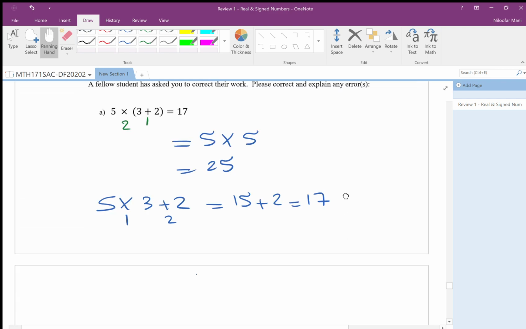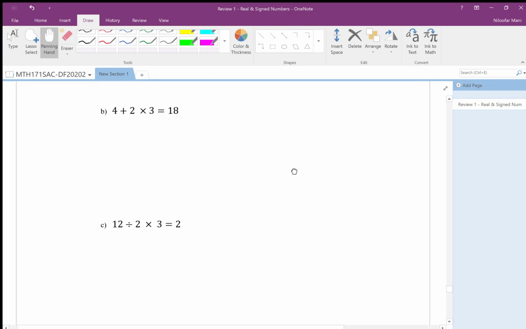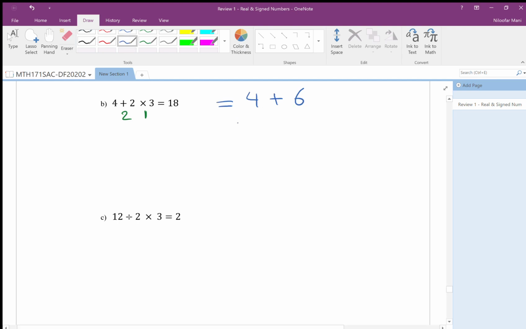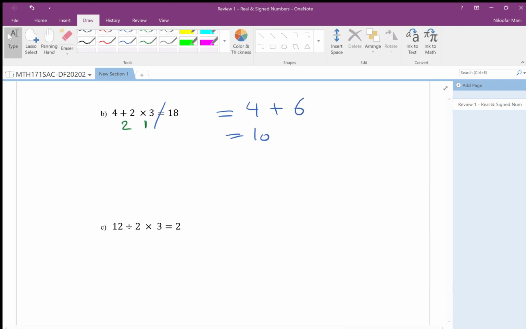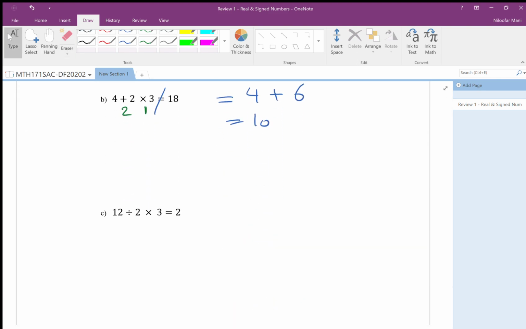Now I go here. So how about this one? What do you say? I would say this is first and this is next. So the answer equals 4 plus 6, which is 10. And that's not 18. No, that's not 18. And that's not 17 as well. So here, how can I make this really 18?